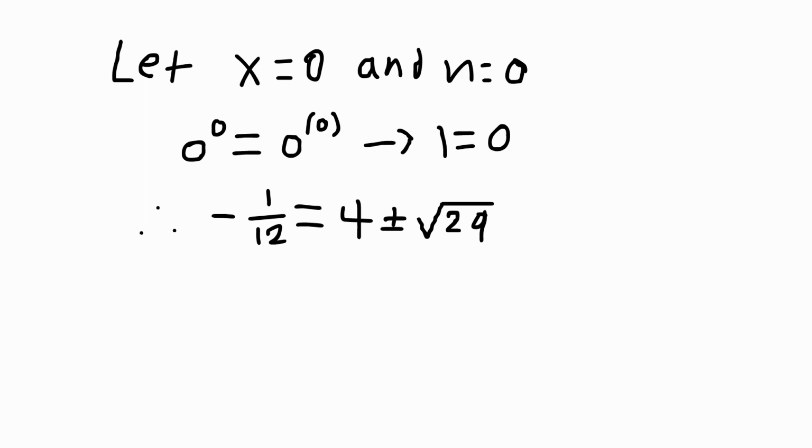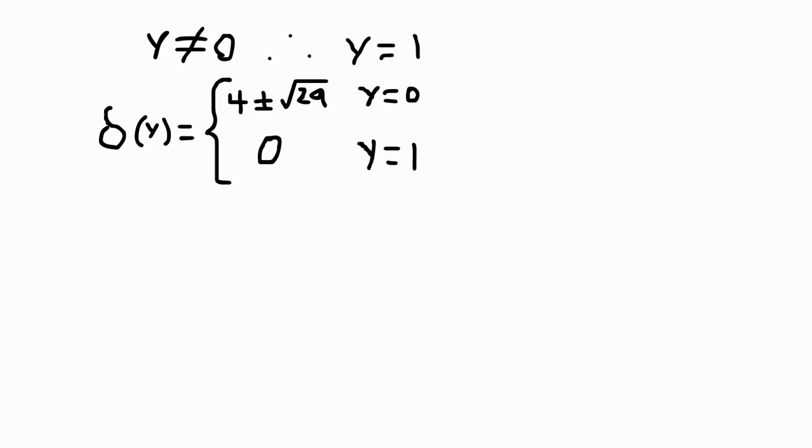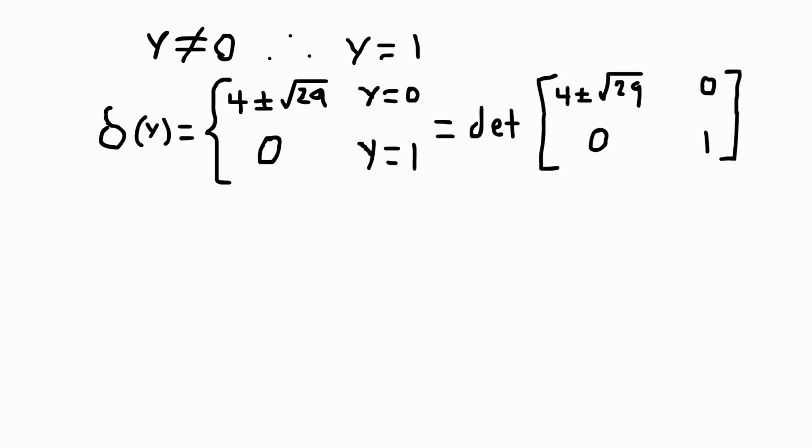The piecewise function is equal to 0 when y is not equal to 0. Therefore, we can just take some arbitrary value where y is not equal to 0, like y equals 1, and just put it in the function. Now we can use Chaudoin's theorem to transform this piecewise function into the determinant of the Chaudoin matrix, which gives 4 plus or minus root 29.